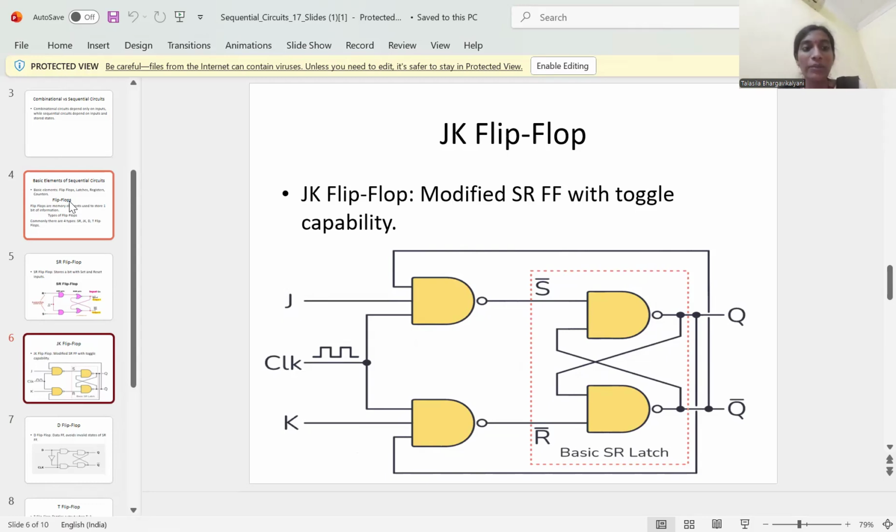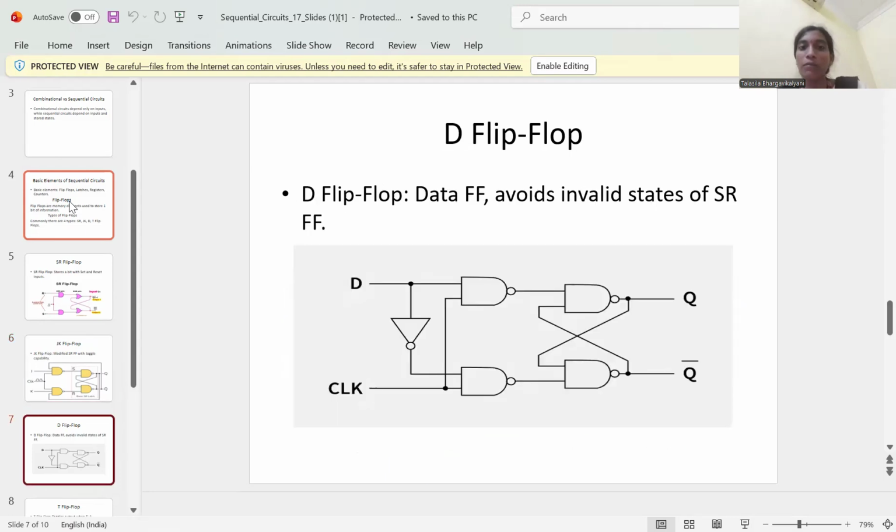Now, let us talk about the third flip-flop, D flip-flop. D flip-flop is also known as a data flip-flop. Here, the input is one, that is data, and we have two outputs from it. Those are D and D bar.